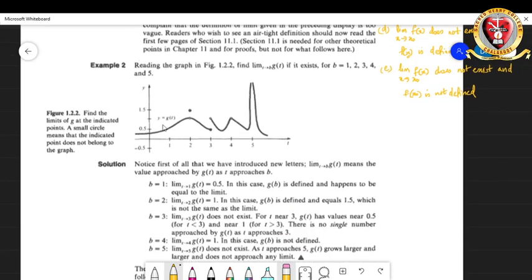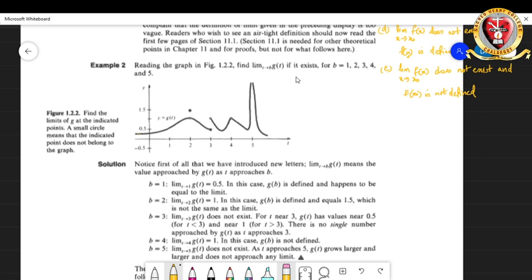Example 2 gives us a graph which easily makes us understand that we are drawing the graph from here and going like this, and here there is a hole at 2, that means at 2 the function is defined over here, not here. And at 3 there is a break, the function breaks to somewhere, and then again we are moving like this, and here there is a break, and then it goes like this.